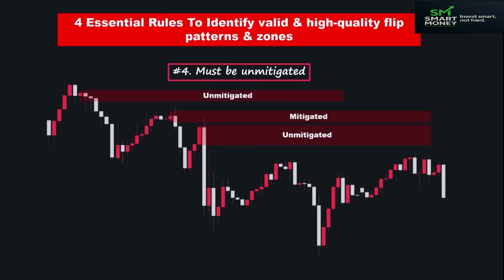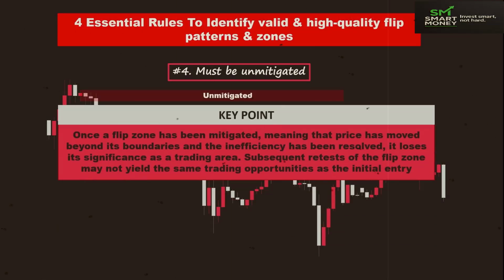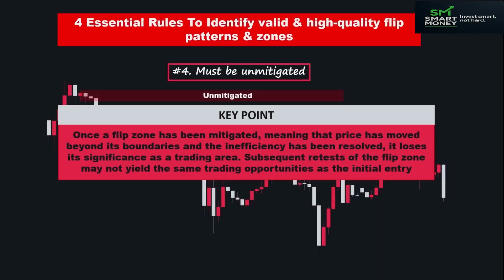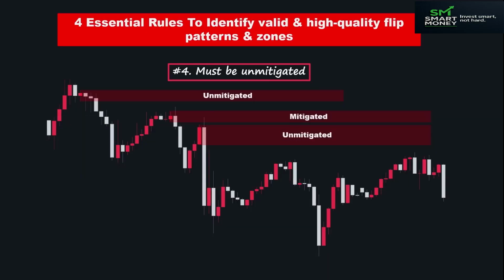Flip zones are considered one-time use, meaning we focus on the trading opportunity when price first enters a flip zone. Once a flip zone has been mitigated, we do not consider it as an area of interest for future trading, because once a flip zone has been mitigated, meaning that price has moved beyond its boundaries and the inefficiency has been resolved, it loses its significance as a trading area. Subsequent retests of the flip zone may not yield the same trading opportunities as the initial entry. Now, let's dive into the details of using aggressive and conservative entries when trading with the flip setup.